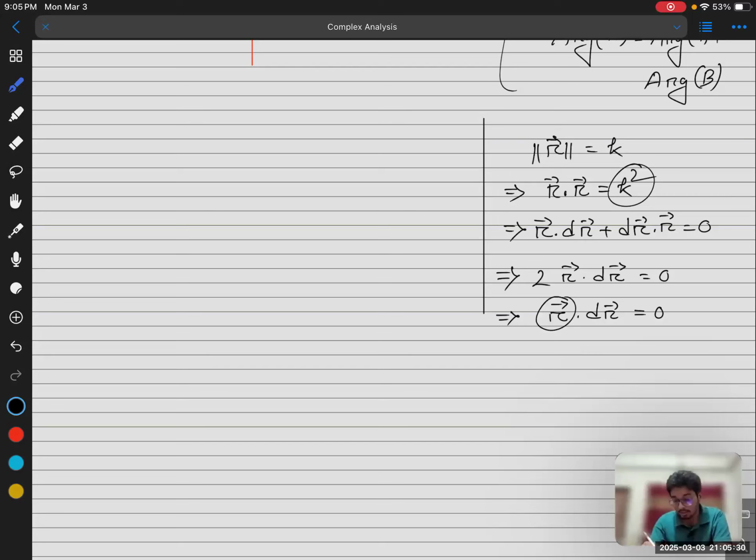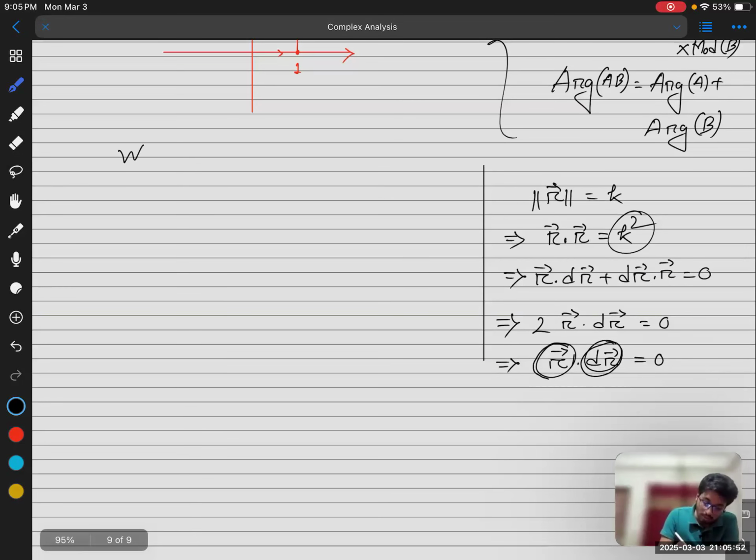That means the position vector and its derivative, if we consider r as a position vector, then dr is the derivative of the position vector. Then we can say that the position vector and its derivative will always be at a right angle.